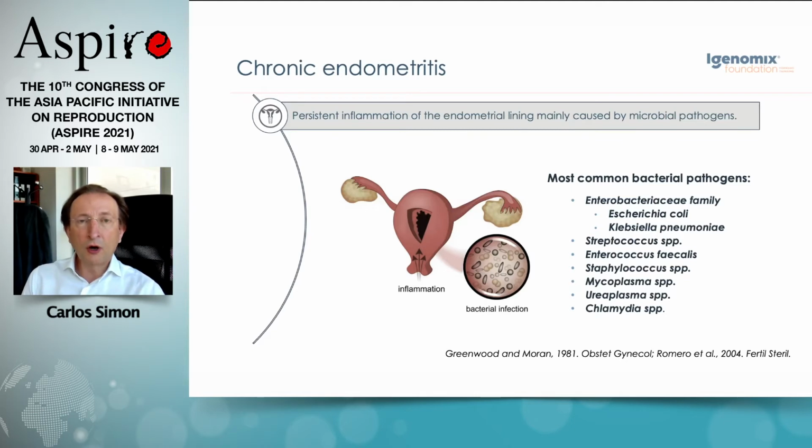So chronic endometritis is the persistent inflammation of the endometrial lining, mainly initially caused by microbial pathogens. That's the description. So any type of inflammation, any type of inflammatory situation, is caused by a pathogen. In this case, the most common bacterial pathogens involved in chronic endometritis, you have in the slide. They are E. coli, Klebsiella, Streptococcus, Enterococcus, Staphylococcus, Mycoplasma, Ureaplasma, and Chlamydia. All of them have been linked directly to this inflammation of the endometrium.